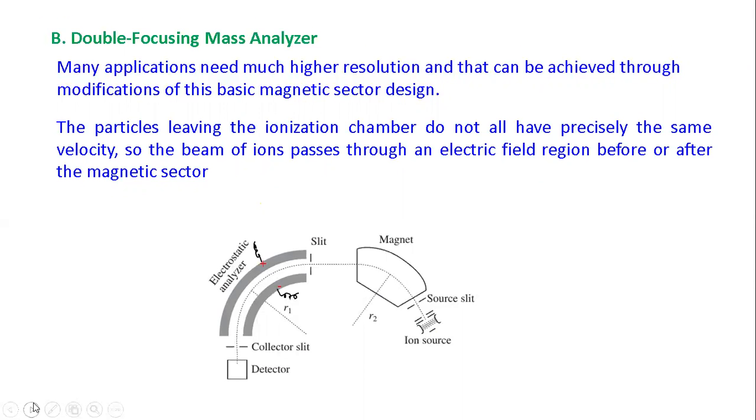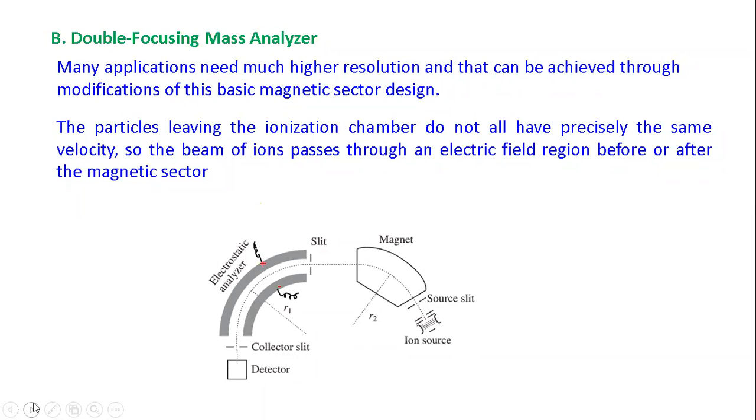The particles leaving the ionizing chamber, if you remember, you have the ionization chamber, right? So there you are generating the ions of the targeted molecules. The targeted molecule will have different ion formations. You have the molecular ion that can undergo fragmentation. You have different sizes of ions, means you have different m by z related ions. So the particles leaving this ionization chamber do not have precisely the same velocity. They have velocities different from each other.